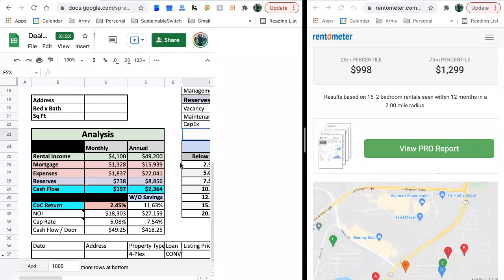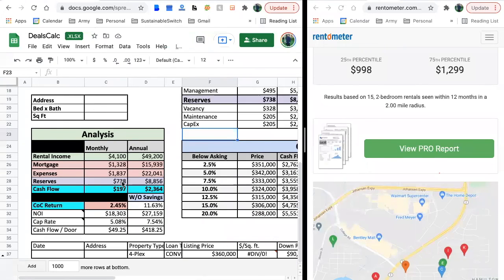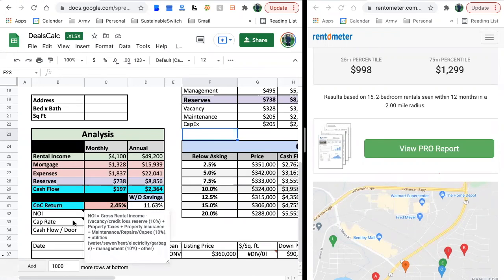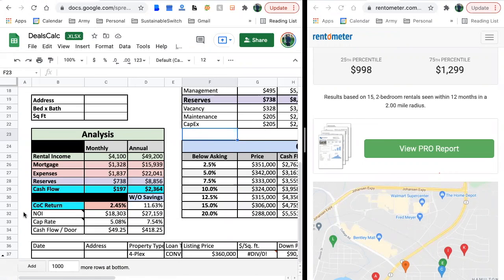Okay, cool. Your reserves are 738. Your cash flow is 197 a month. Your cash on cash return in this scenario is 2.45%. If you don't account for any reserves, your cash on cash return is 11.63%. I also calculate net operating income and cap rate, but that's not really necessary for you guys at this level. That's more when you're looking at larger than 4-unit properties. I still calculate it because it's simple enough.